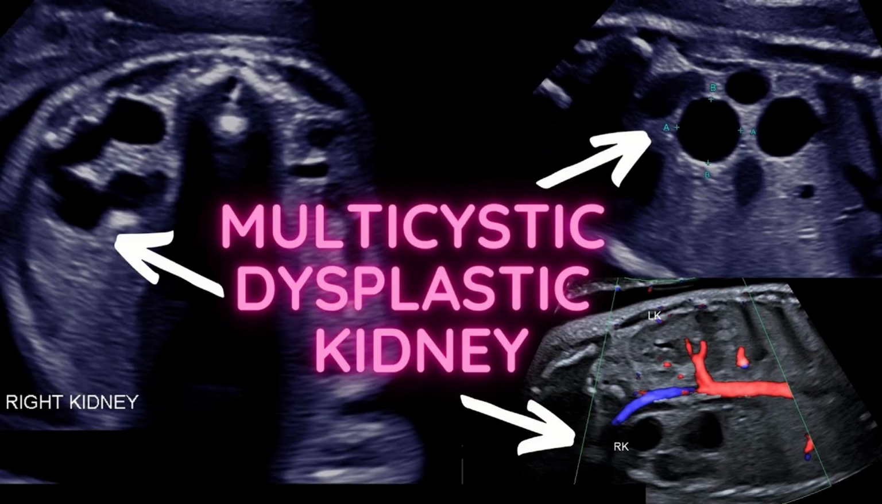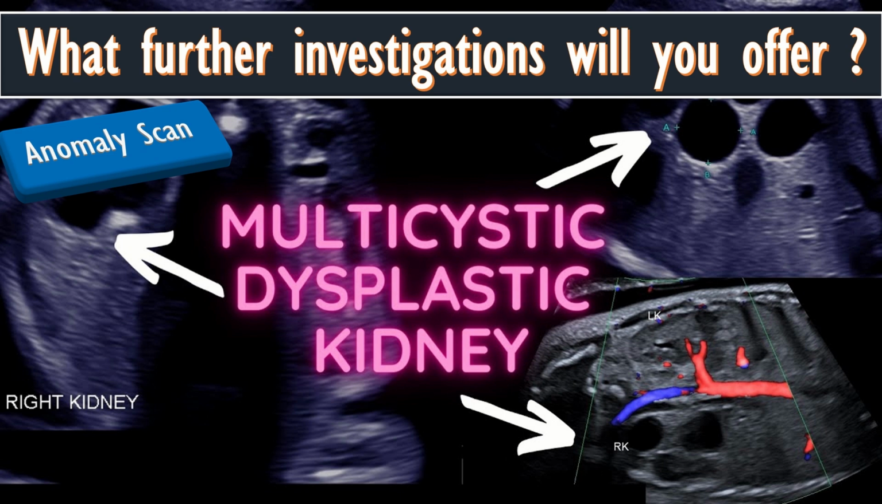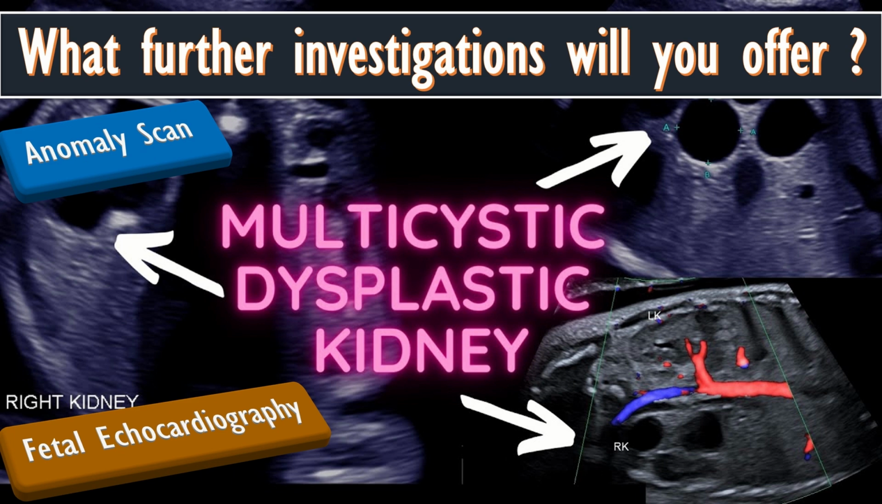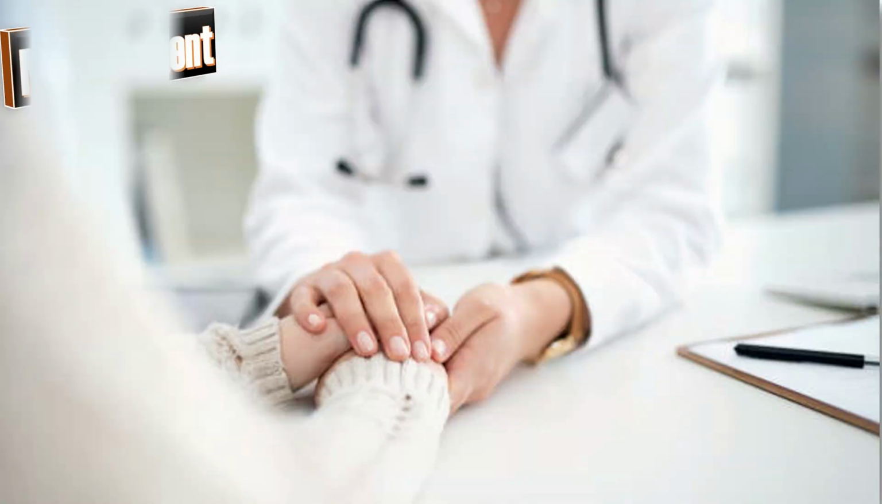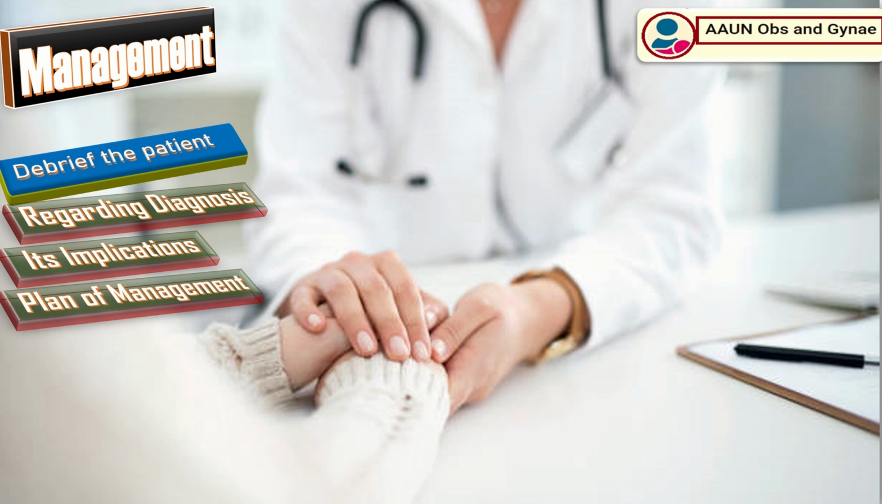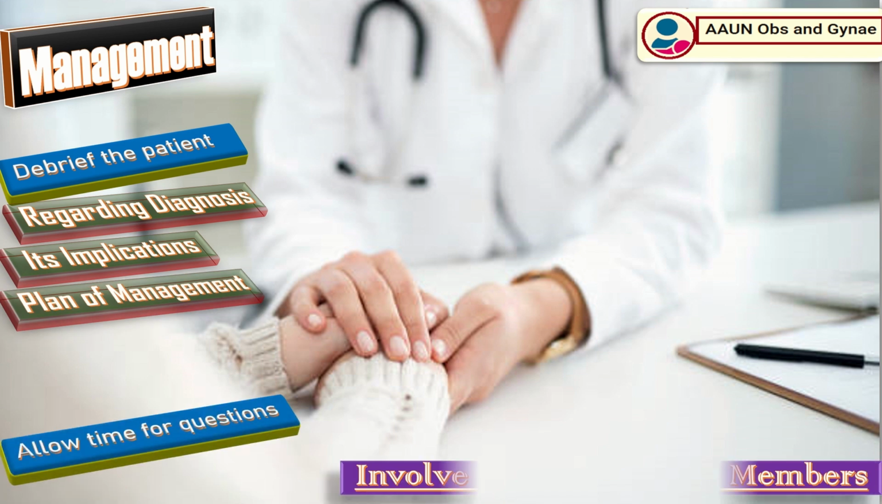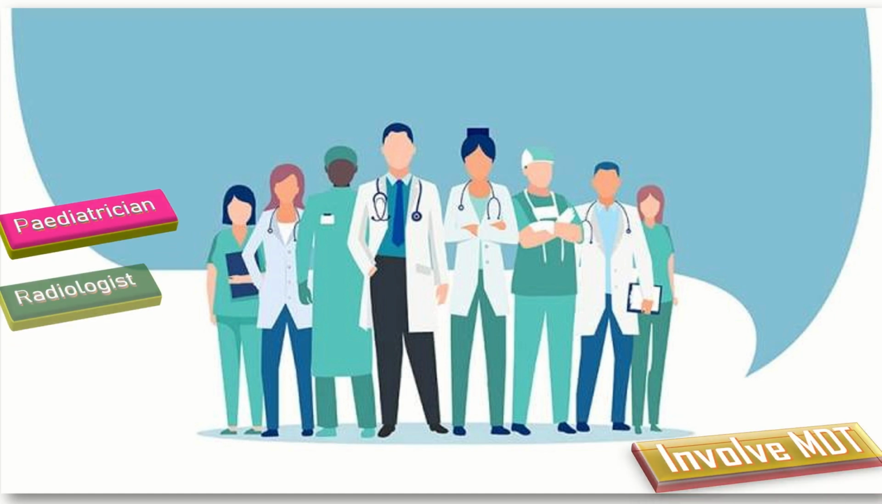Now, what further investigation will you offer? The expected answer would be detailed targeted anomaly scan. Look for other anomalies, fetal echocardiography, genetic counseling, karyotyping. Now, for the complete management, debrief the patient regarding diagnosis, its implication, and plan of management. Allow time for questions and involve partner and family members. Involve MDT in the management of this patient, including pediatrician and radiologist.